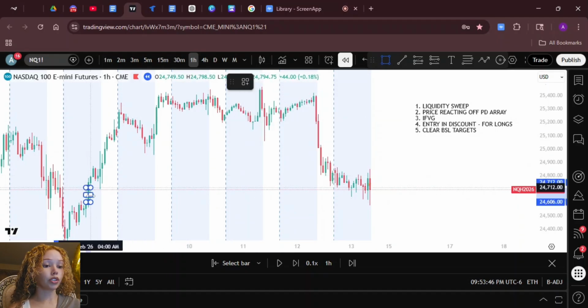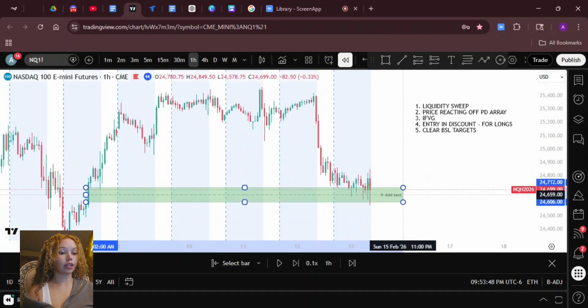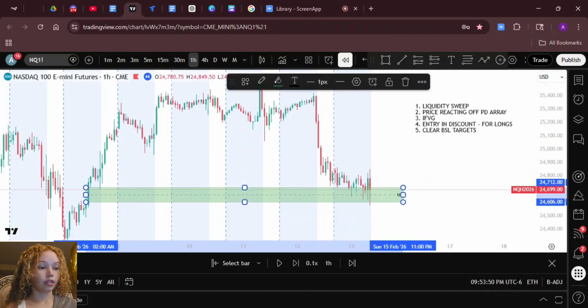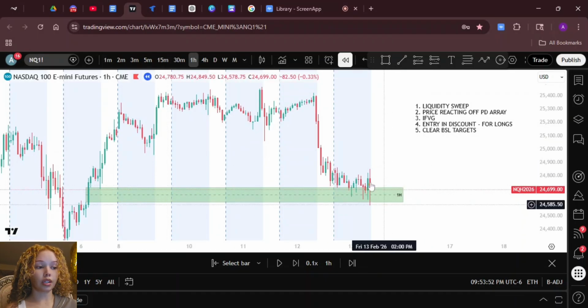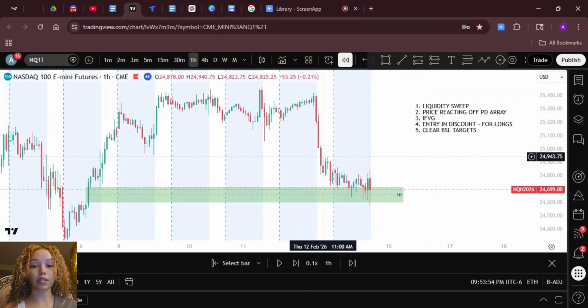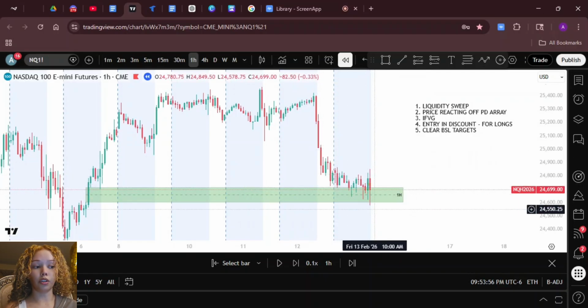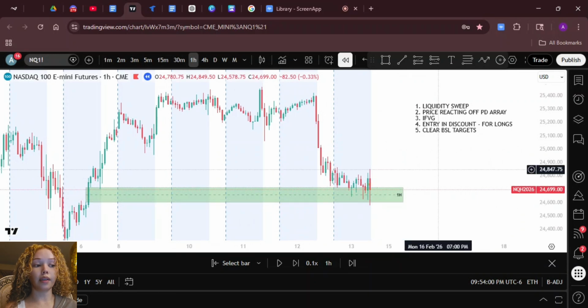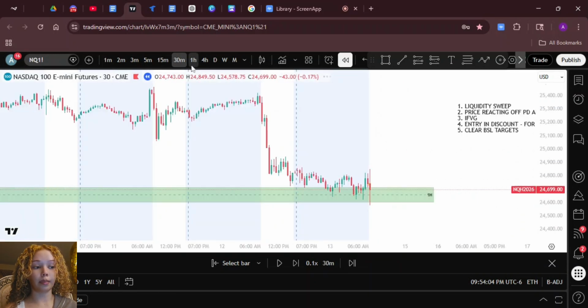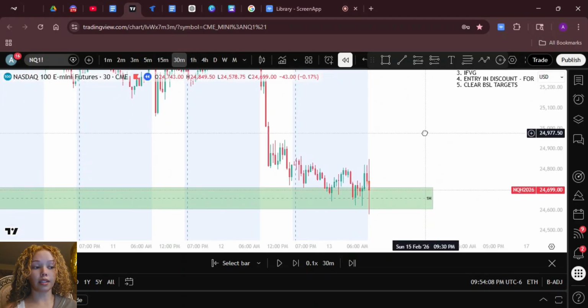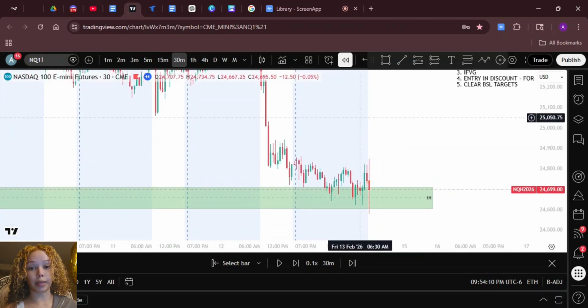So right here, I'm just showing you guys currently sitting at this fair value gap, and price is just sitting there. So I'm going into the market thinking, what is price going to do? Is it going to invert it? Is it going to respect it? If it respects it, then I am bullish. If it inverts it, then I am bearish for the day. Right now, we don't know. All I can see is that price is currently respecting it.